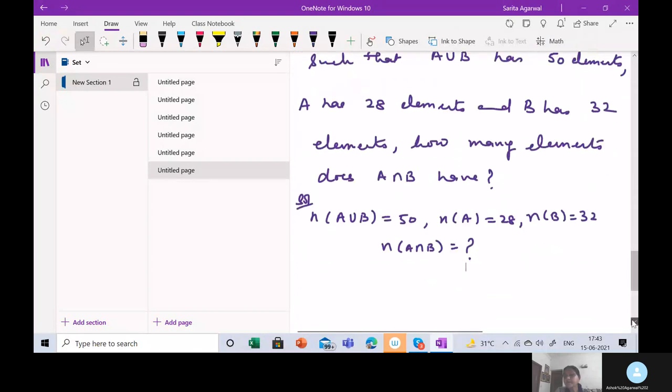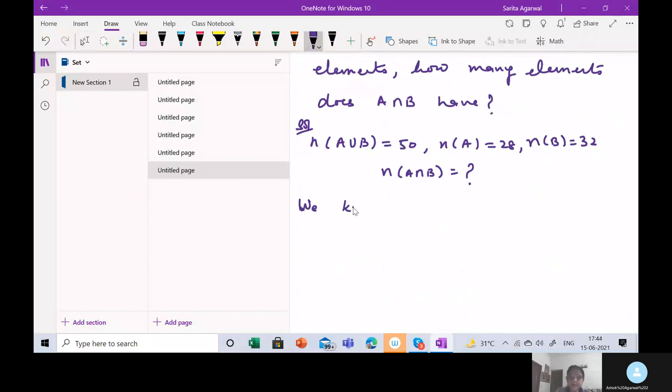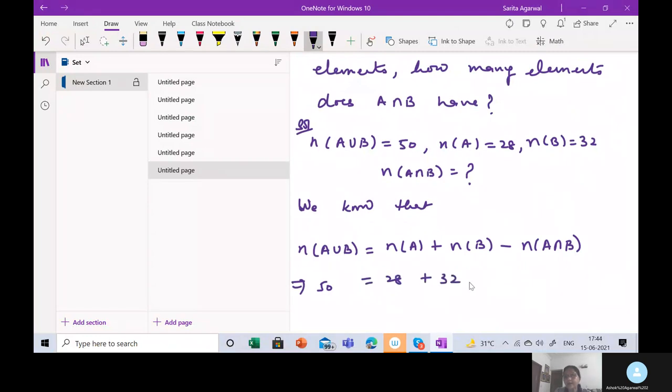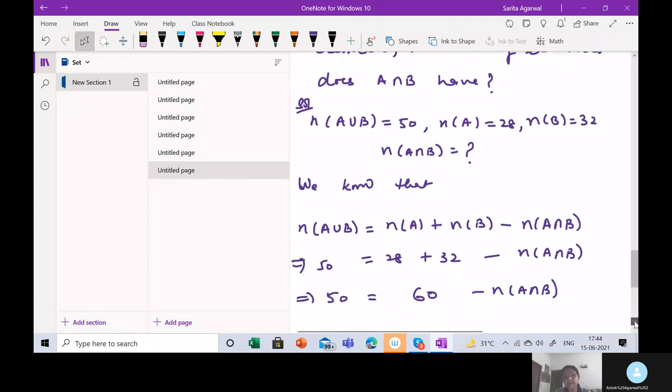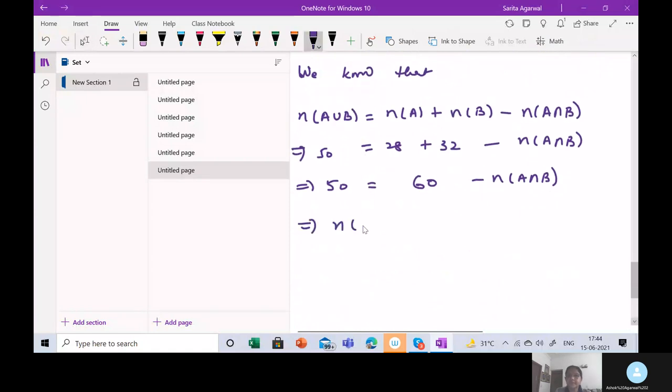So applying the formula, we know that the number of elements in A union B is the number of elements in A plus the number of elements in B minus the number of elements in A intersection B. So it is 50 equals 28 plus 32 minus A intersection B. If we go through all this, this is 60. So that means 50 minus 60, that means minus 10. That means the intersection of these two has 10 elements. So this is what is here.